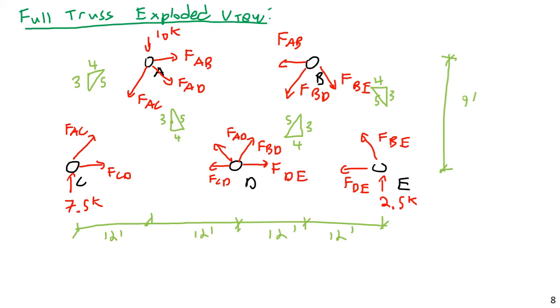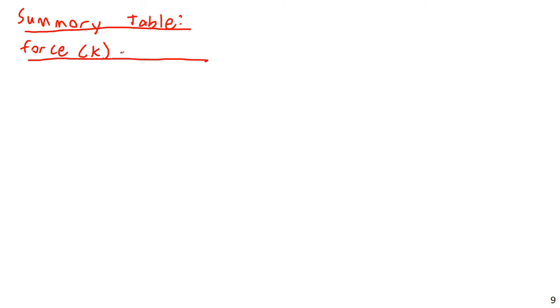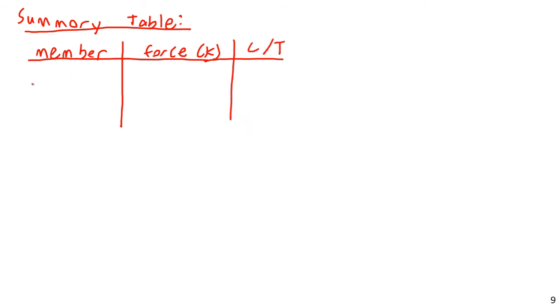Okay, so we have our exploded view of our truss here. What I want to do is work through a series of free body diagrams showing all of the forces on each joint, which will then allow us to find the internal forces in all of the seven members of this truss. I think I might create a summary table to record my results. I'll put the member, the force in kips, and another column for compression or tension. This will have seven rows for the truss's seven members.